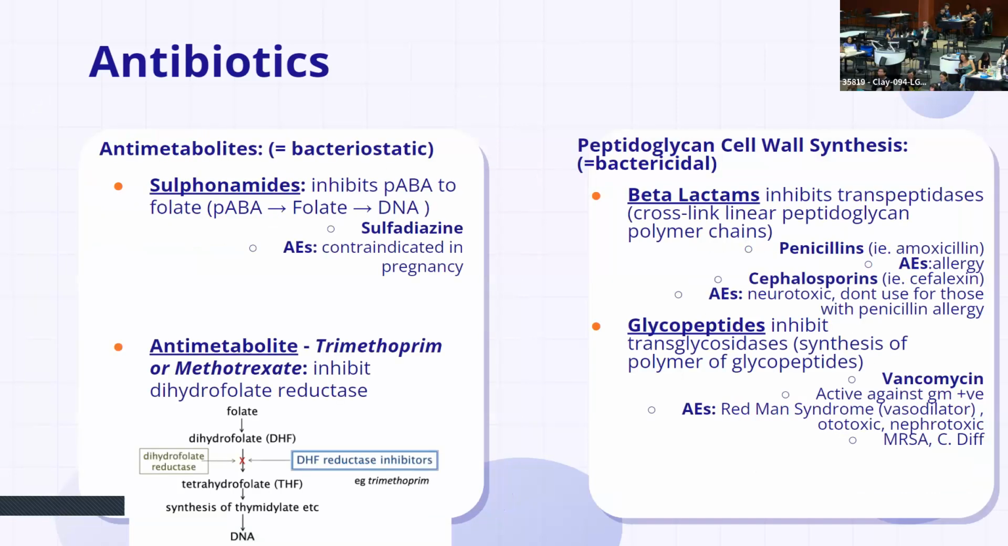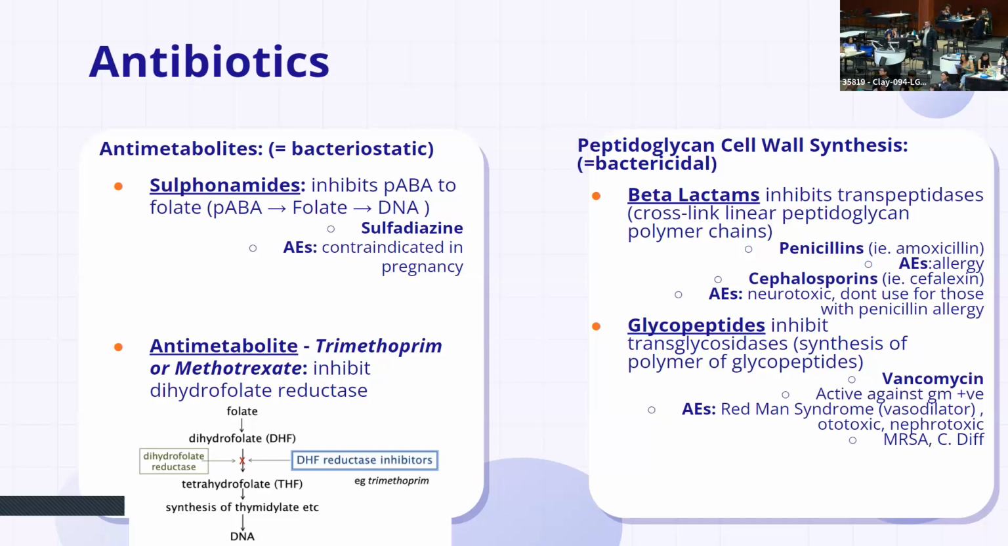Okay, so antibiotics, we've got a few to get through. First of all, I'll start on the right-hand side of the screen with our cell wall inhibitors. We've got our beta-lactams, and they're inhibiting transpeptidases. They cross-link linear peptidoglycan polymer chains within the cell wall, and we're inhibiting that. Things that will do this are our penicillins, so amoxicillin. The major issue with the use of these is that a lot of people are allergic to them. That's probably the only reason why you wouldn't use it as a first-line treatment.